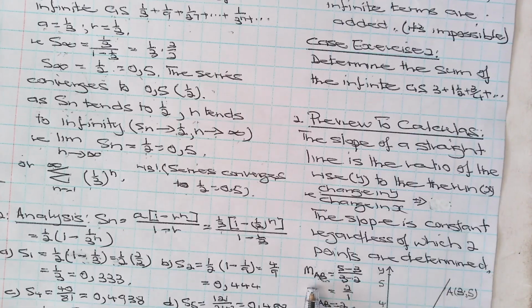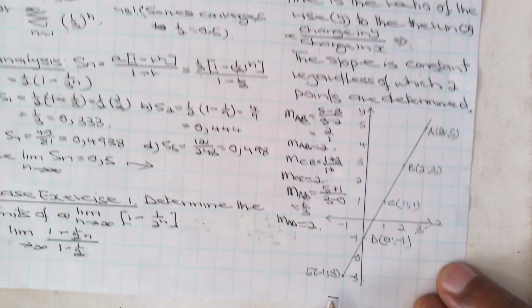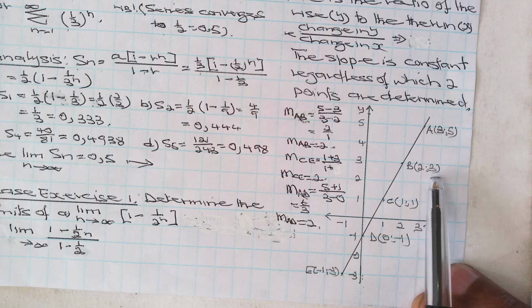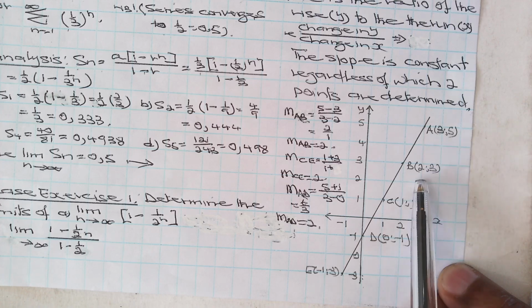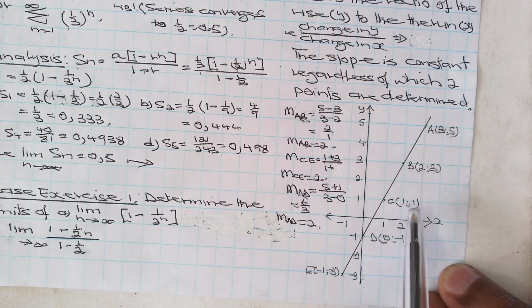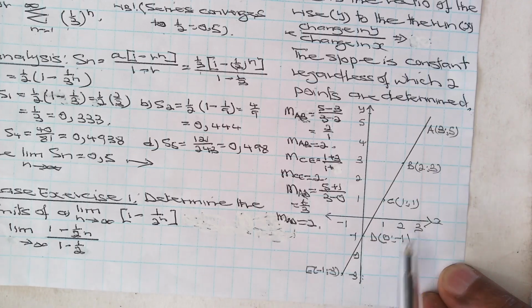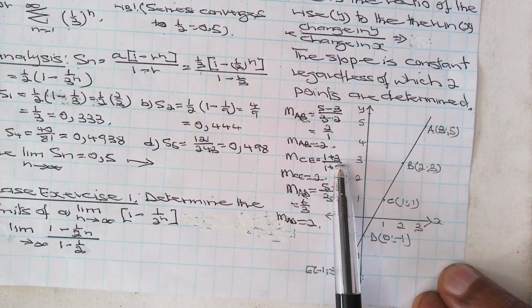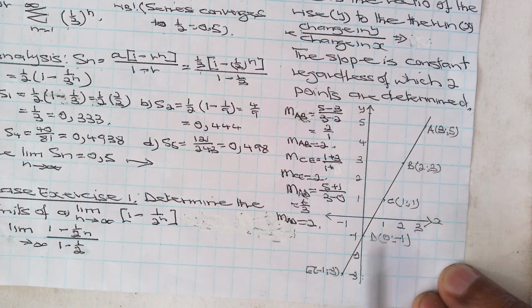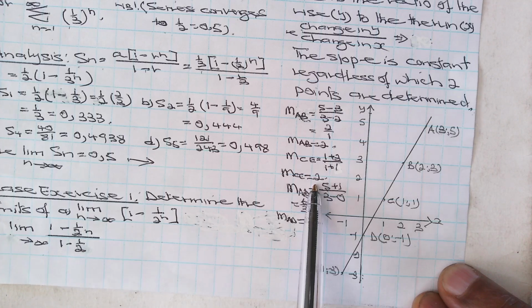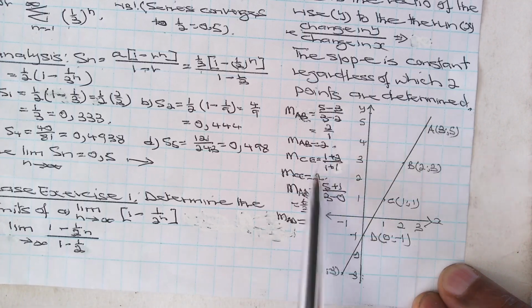Let's take points A and B, and here is your graph. A is here, B is here. We have 5 minus 3 over 3 minus 2, which is 2. Then we take C and E. We have 1 minus minus 3, there it is, and 1 minus minus 1, which gives a slope of 2. It's the same. It's constant.